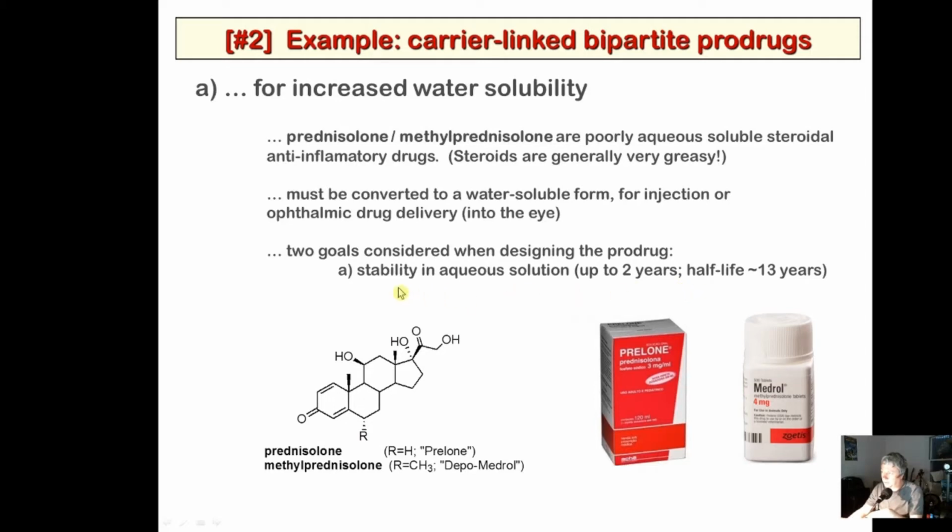And the goal here is at least stable up to 2 years with a half-life of 13 years. And that would be desired, so we could make this and keep it around for a long period of time without using it. The other thing is, once it is in the body, it should be hydrolyzed rapidly, maybe within 10 minutes or so. And that is another goal. So esterases in the body will cleave it and make it active rapidly.